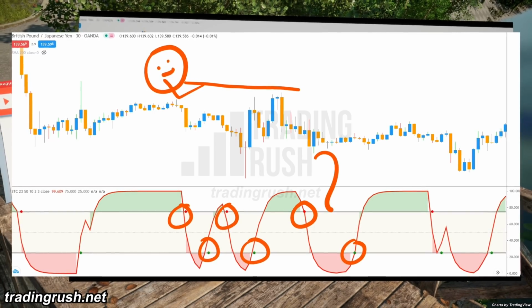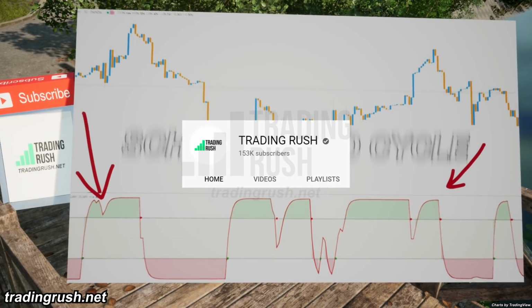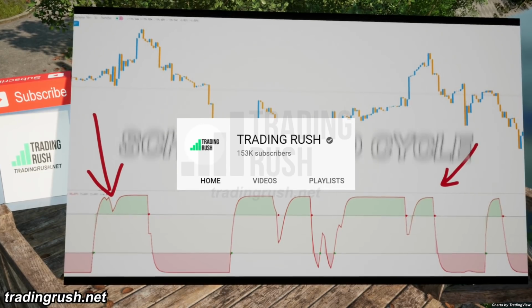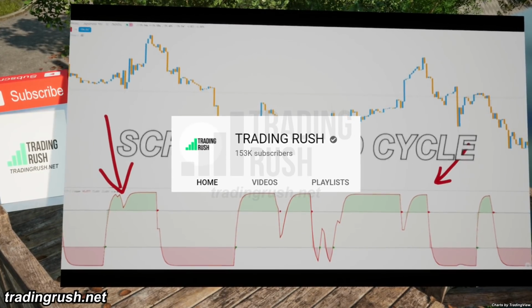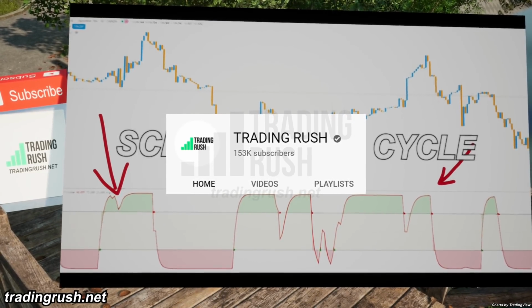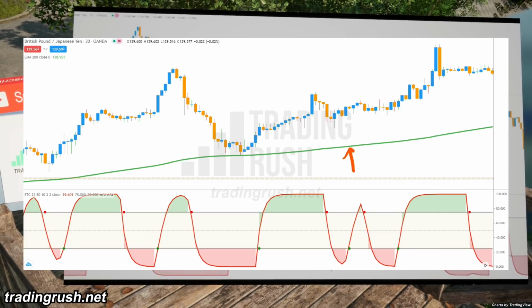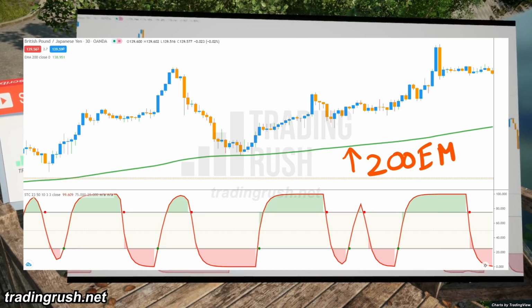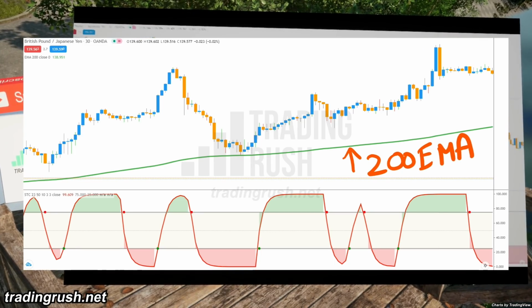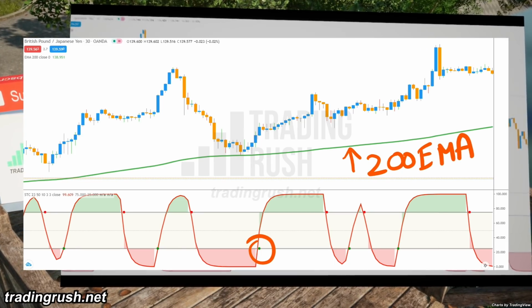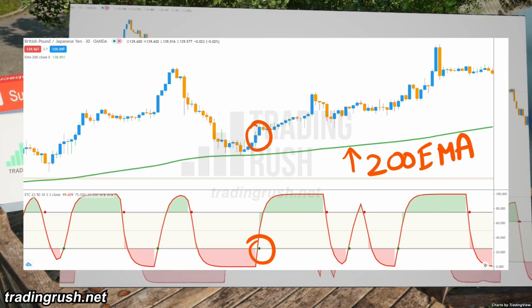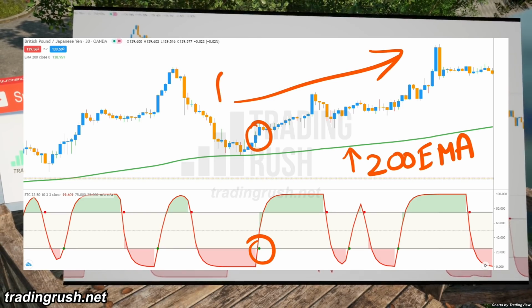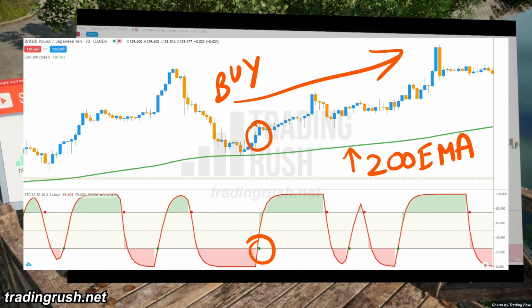So to make the shaft trend cycle even better, we will use the one simple but most useful thing we use on the Trading Rush channel, the 200-period exponential moving average. So in the modified shaft trend cycle trading strategy, if the price is above the 200-period moving average, the long entry signal is when the signal line of the shaft trend cycle indicator crosses above 25.